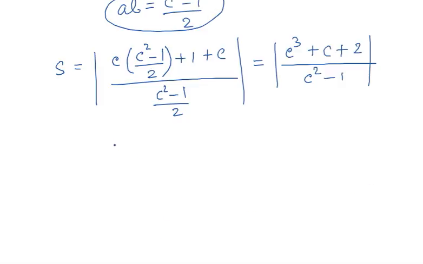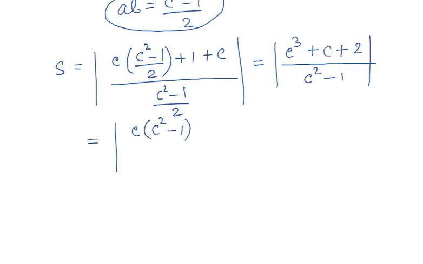Now we need to find the minimum value of this absolute quantity. So to find the minimum value of this absolute quantity, we can do a small modification here, like the numerator can be written as c into c square minus 1, just to forcefully bring that denominator factor. The denominator factor is c square minus 1.